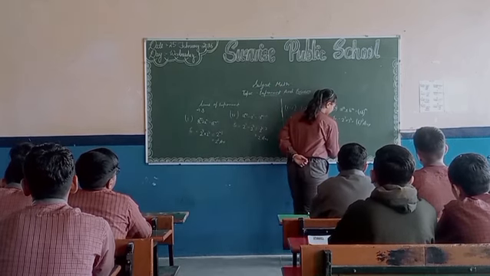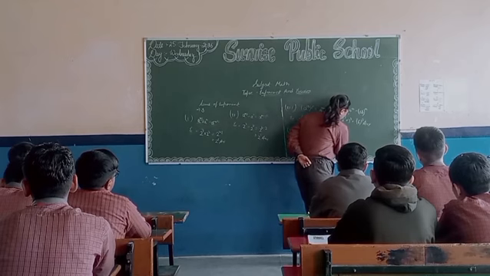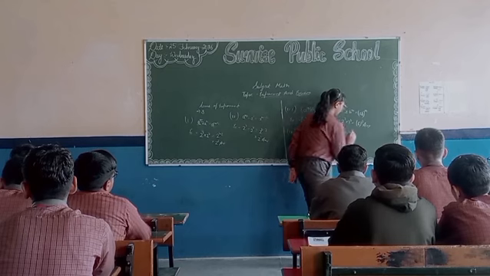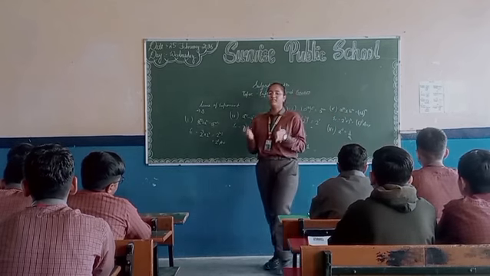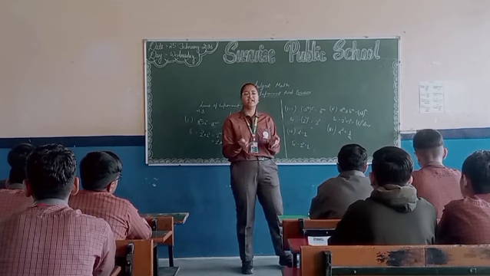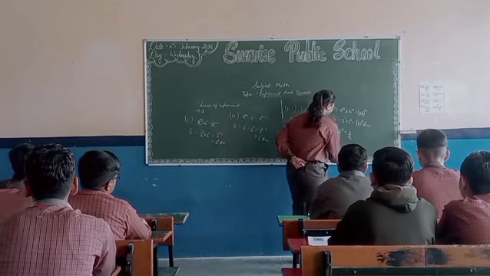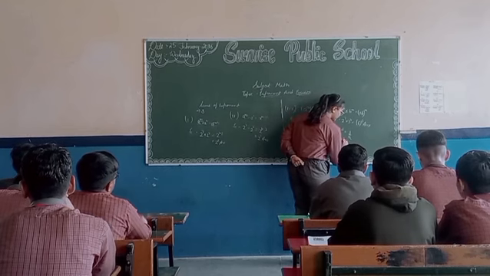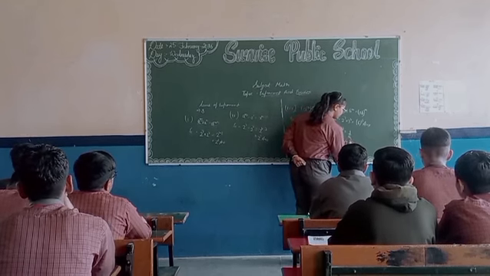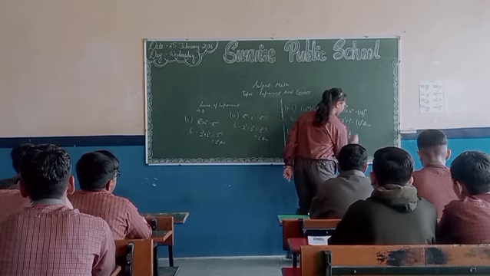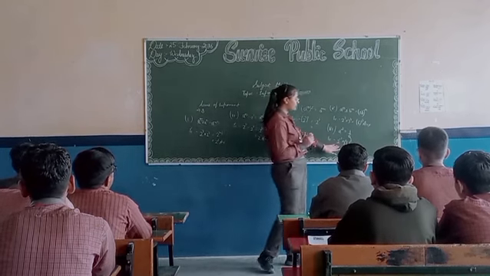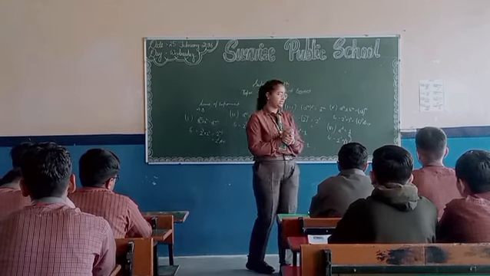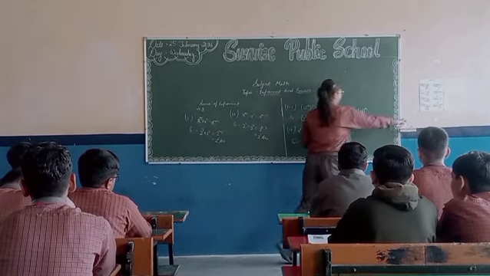Now about the sixth law. a raised to the power minus 1 is equal to 1 by a. If any number is raised to a negative power, we take the reciprocal of it. Example: 2 raised to the power minus 1 is equal to 1 by 2 raised to the power 1. What we do in this is that the base is raised to a negative power, so we take the reciprocal. Have you understood? Yes.